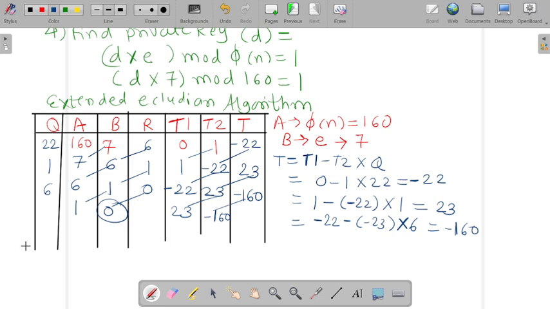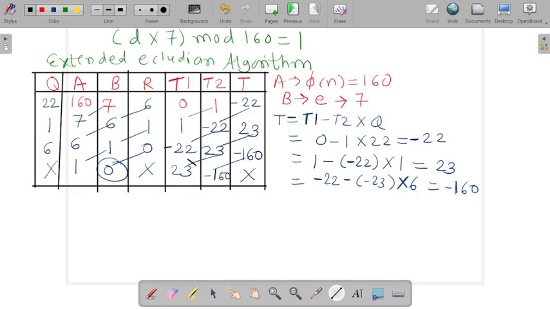So in the column of B, we will get the value 0, then we will stop this procedure, and we are not finding the quotient and remainder again, as well as value of T again. So here you can observe that in the column of T1, you got the value, that is 23.